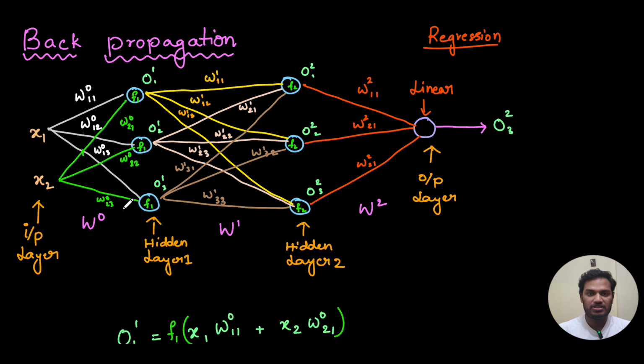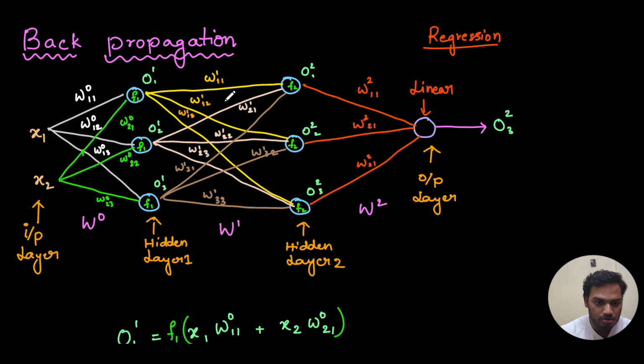Just for simplicity, since our main goal in this video is to understand backpropagation, let's simplify things as much as possible. We are only considering these weights for now. As of now we assume there are no bias terms. So in W0 we have only these 6 weights, and similarly in W1 we have a total of 9 weights.